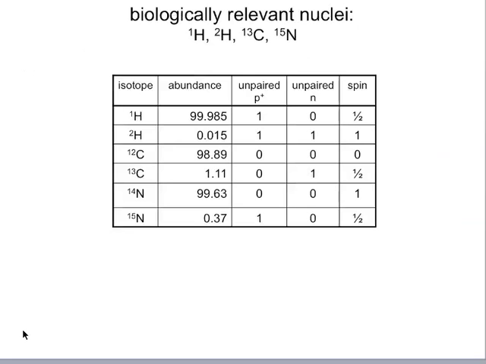Here's a list of biologically relevant nuclei. It's only worth pointing these out to you because, of course, protons are something that we encounter in biological organisms. And you can see that there's a lot of them around, and they happen to be NMR sensitive. We'll see that carbon-12, which is very abundant, is not very NMR sensitive.